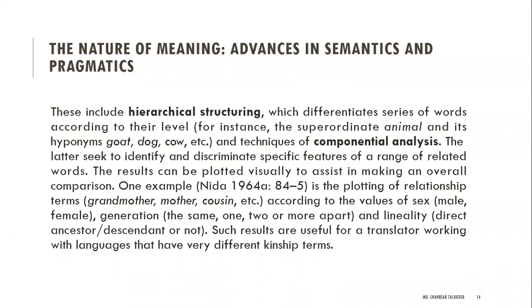Now, one example is the plotting of relationship terms like grandmother, mother, cousin, etc. according to the values of sex, like male, female, generation, the same, 1, 2, or more apart, and lineality, that is direct ancestor, a descendant or not. Such results are useful for a translator working with languages that have very different kinship terms.